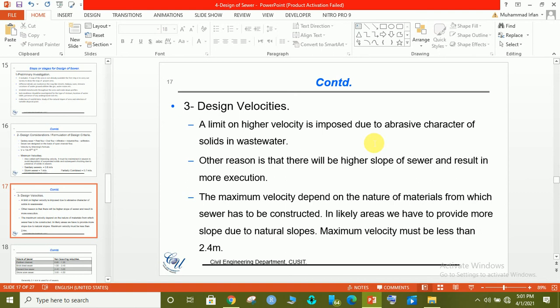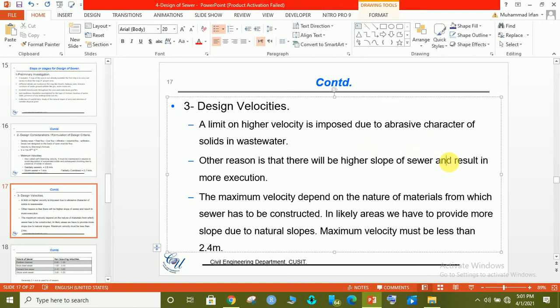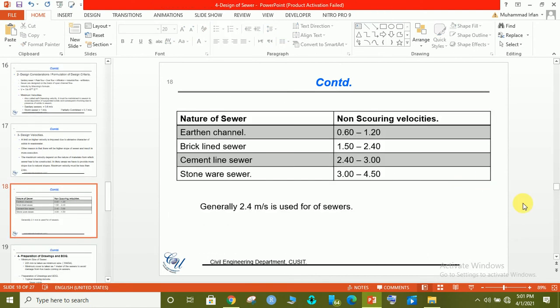The maximum velocity depends on the nature of the material from which the sewer has to be constructed. In hilly areas, we have to provide more slope due to natural slopes. Maximum velocity must be less than 2.4 meter per second. This is obvious. So the non-scouring velocity is 0.6 to 1.2 for earthen channel, brick lined is 1.5 to 2.4, and many more. Generally, 2.4 meter per second is used for sewers.